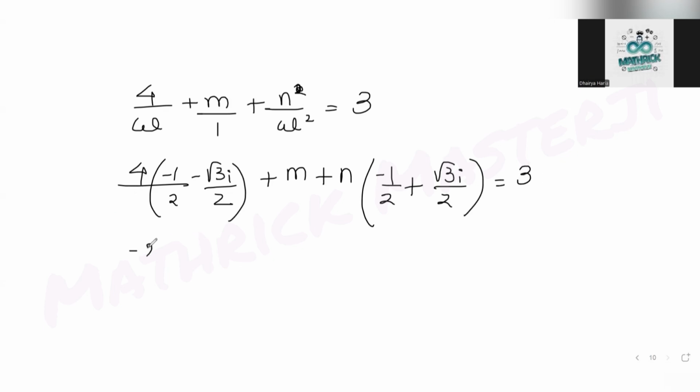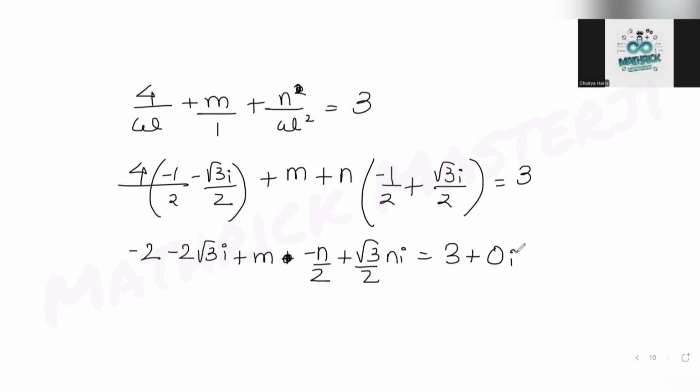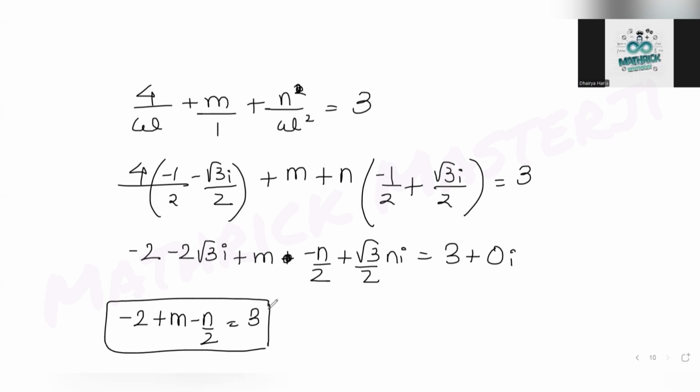4 times minus half is minus 2. 4 times minus root 3 over 2 gives you minus 2 root 3i plus m plus n into minus half gives you minus n over 2 plus root 3 over 2 ni equals 3. So from here, if I compare it, I can write that as 3 plus 0i in the complex number form. It gives me minus 2 plus m minus n over 2 equals 3.